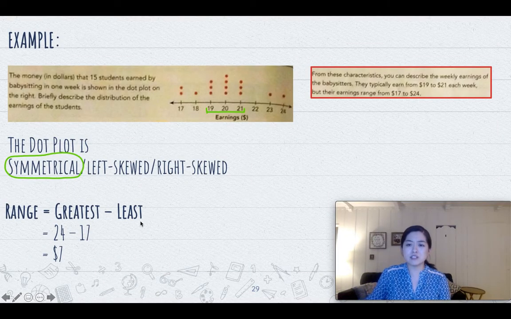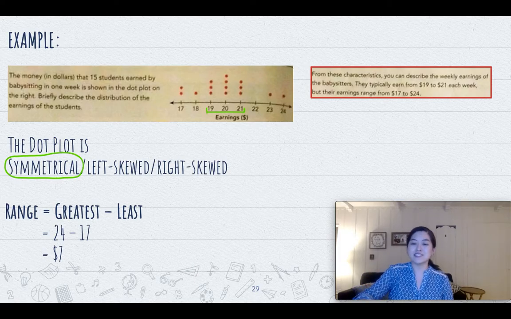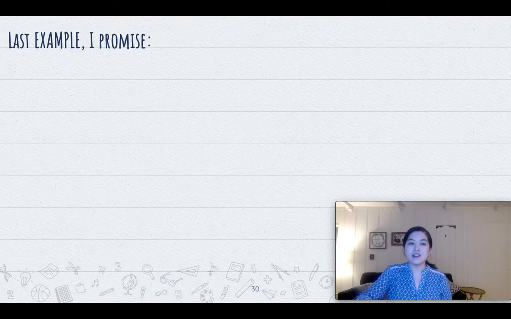And so from these characteristics, we can see that typically babysitters earn between $19 to $21 each week, okay, typically. But their earnings can range from $17 to $24. Maybe you get $24 an hour if you're really experienced. Okay, last example, I promise.